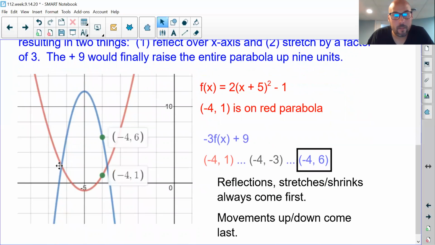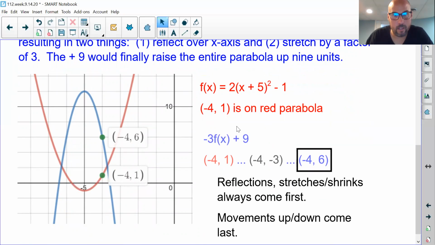So the red parabola here was that original function. Notice the vertex is -5, -1. And then -4, 1 is just one random ordered pair on this red parabola. Where does this specific ordered pair get mapped to after these transformations?